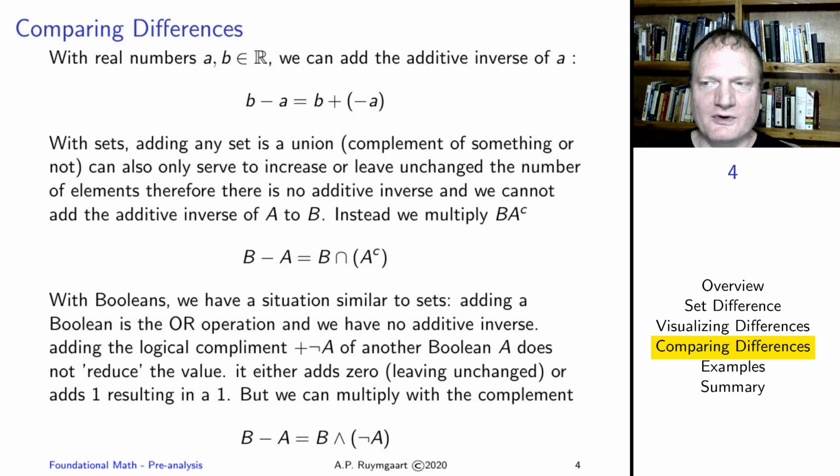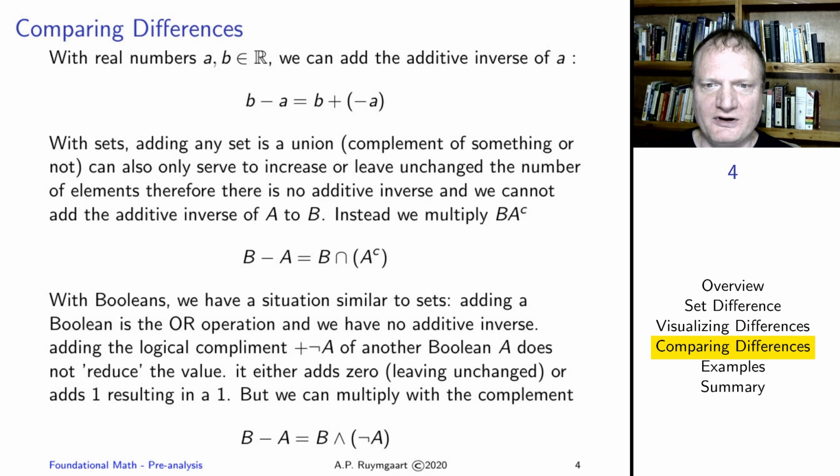Now with Booleans we have a very similar situation to sets. Adding a Boolean is the OR operation, and we had no additive inverse there either. What we can do is do the AND operation, or Boolean multiplication, with the logical complement. Logical complement being not A. So B minus A for Boolean variables is B and not A. Not A being the logical complement.